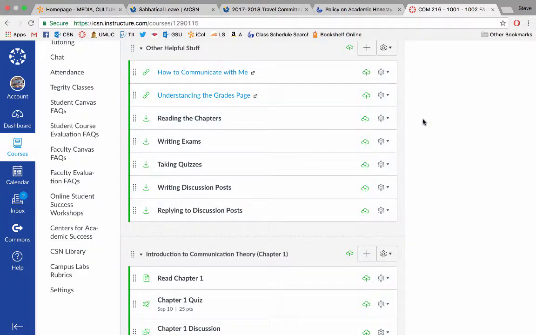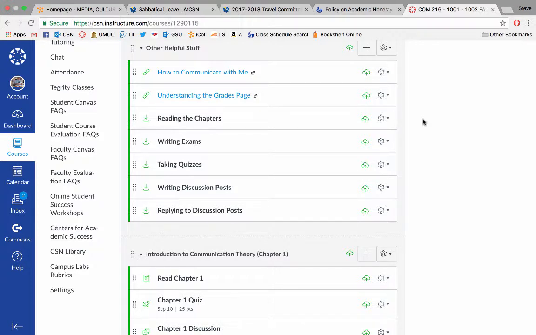And then the files below understanding the grades page are my attempt to outline or explain how I think you should go about doing the work in the class. And so I would take some time looking these over. If you have any questions, you can ask them in the CCQs. Depending on y'all's reaction to these documents, I may or may not create videos explaining them further.